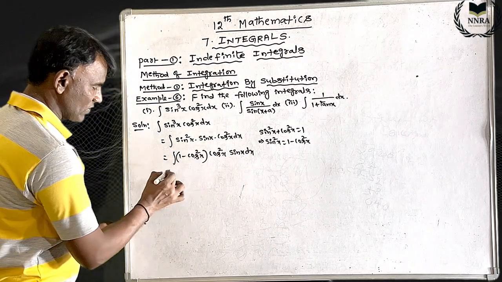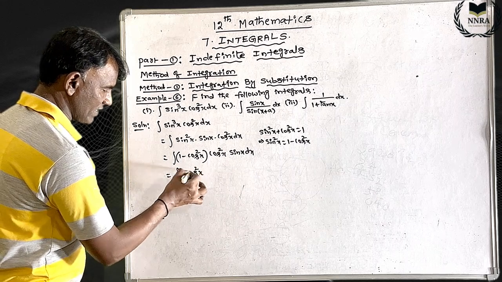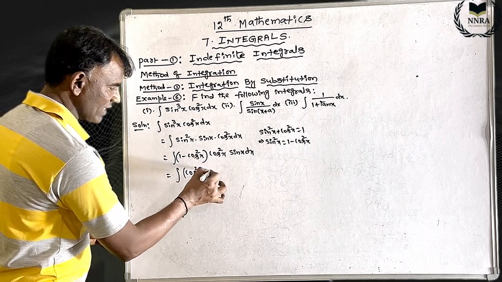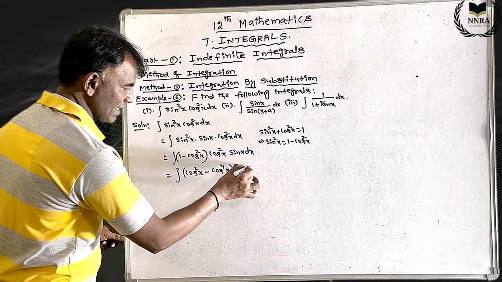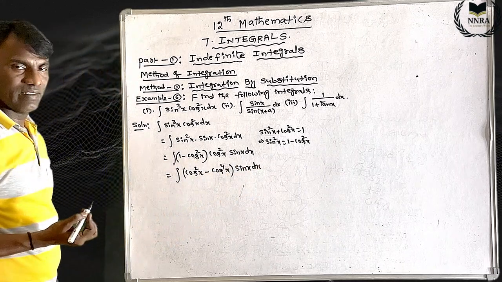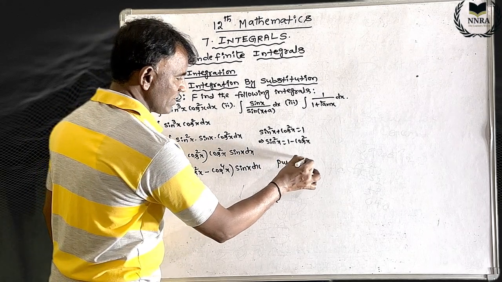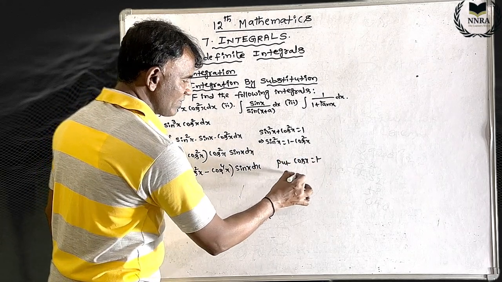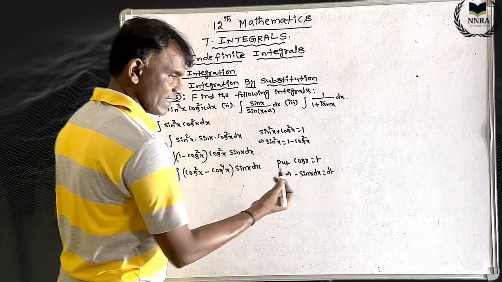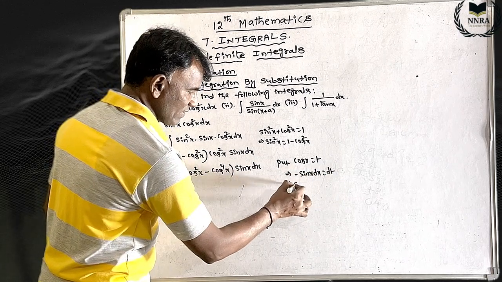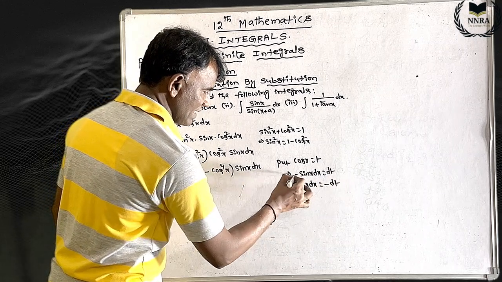Now multiply these two terms. What is the first term? 1 into cos²x equal to cos²x. Minus cos²x into cos²x can be written as cos^4 x, then sin x, then dx. Now cos x equal to t. If cos x equal to t, after differentiating we get minus sin x dx equal to dt. Now what is the value of sin x dx? That can be written as minus dt.